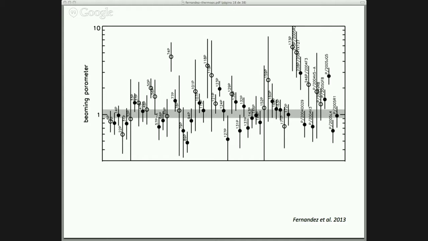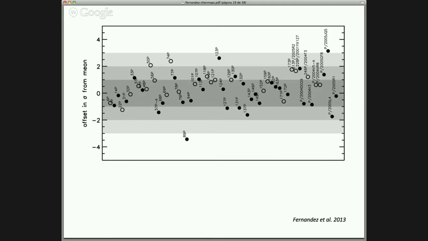So maybe the better way to show this is like this. This is the same data, except instead of the y-axis being beaming parameter, the y-axis is offset from the mean in terms of number of sigma, in terms of the error bars, right? And so everything sort of hangs around the mean pretty well when you account for the error bars. So if a comet has a beaming parameter that's way off the mean, but the error bars are big, that's sort of reflected. It's a little bit easier to understand that it's still okay as a beaming parameter measurement, right?